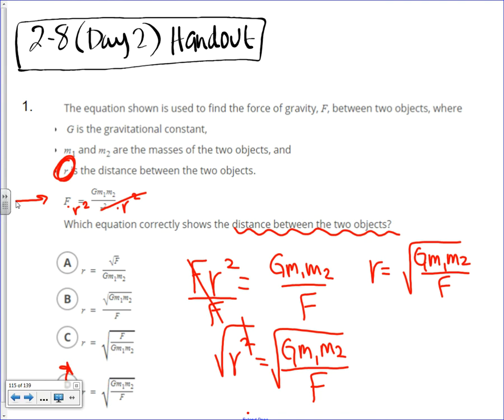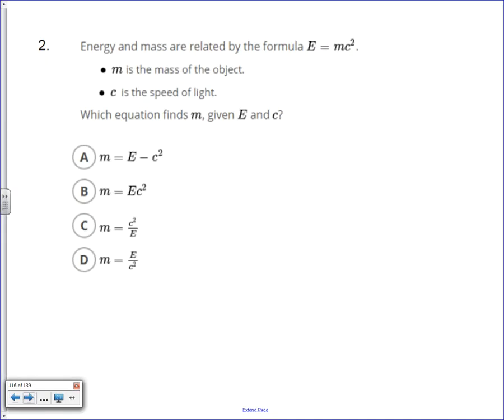Okay. Why don't you go ahead and try number 2 here and see what you come up with. So go ahead and pause this and see how you do here on number 2.